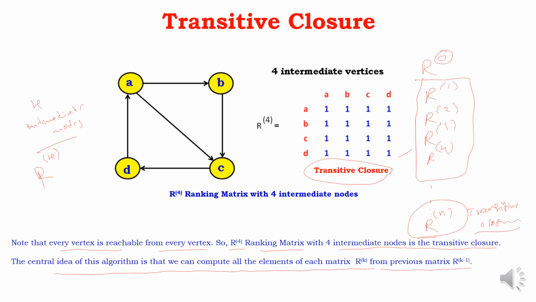Here there are 4 vertices, so R4 is your transitive closure. Here it was derived that any vertex or any node can be reached from any other node. So there is a path from any node to any node. This is nothing but the transitive closure of the graph using Warshall's algorithm. Thank you.